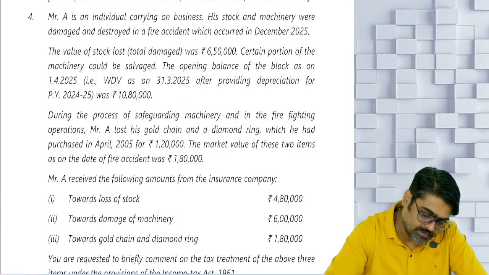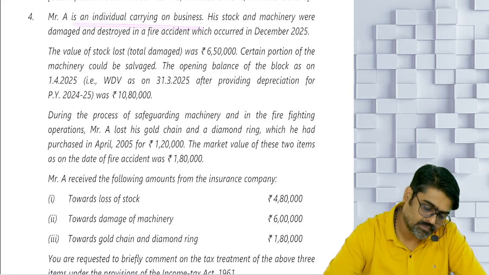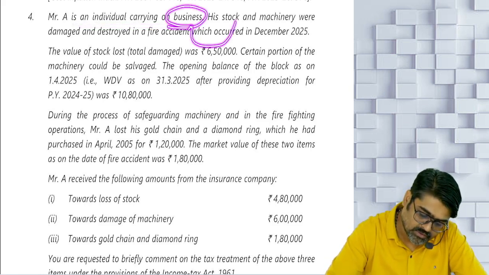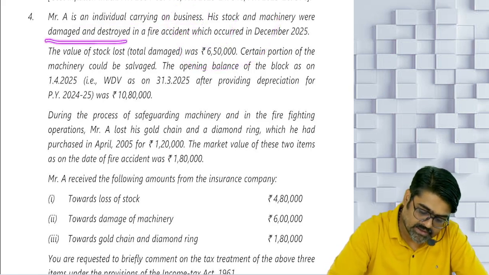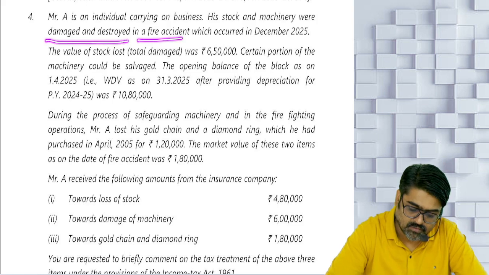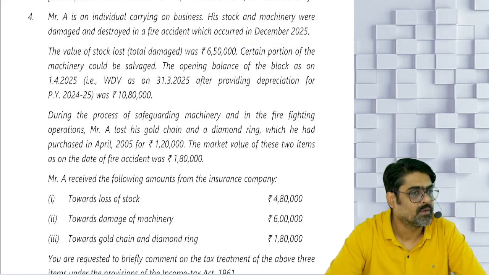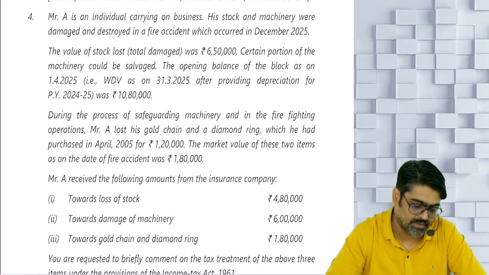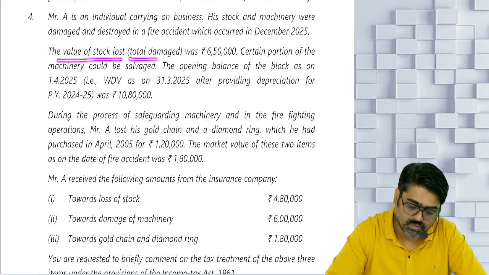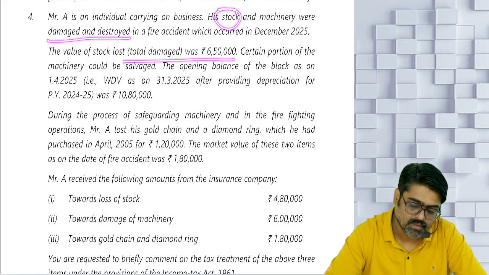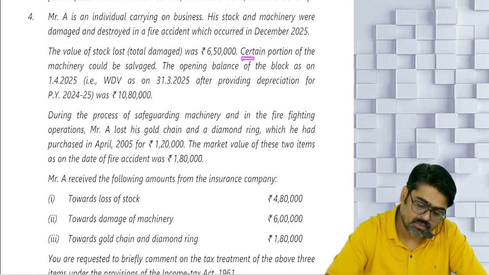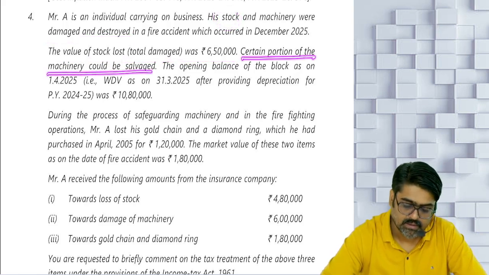Mr. A is an individual carrying on business. In his business, there was stock and machinery, which were damaged and destroyed in a fire accident that occurred in December 25. The value of the stock lost, total damage, was 6,50,000. So the stock which is damaged or destroyed, what is the value of that stock? 6,50,000. Certain portion of the machinery could be salvaged.